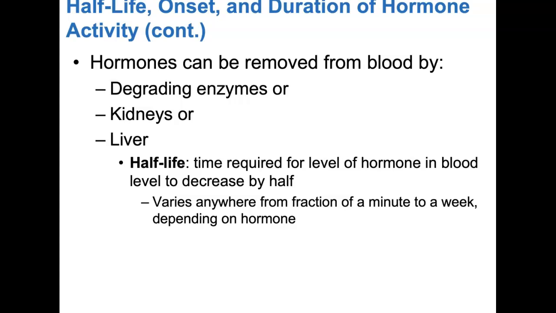And then the last thing I think that we'll stop with today is something called the half-life, or the duration of the hormones. How long do they last? Well, the half-life is the time required for the hormone to decrease by half. It could be a few minutes, it could be weeks. And so how do these hormones get removed? Well, sometimes there are degrading enzymes, just like we looked at for the neurotransmitters. The kidneys and the liver will also help to remove hormones from the bloodstream.